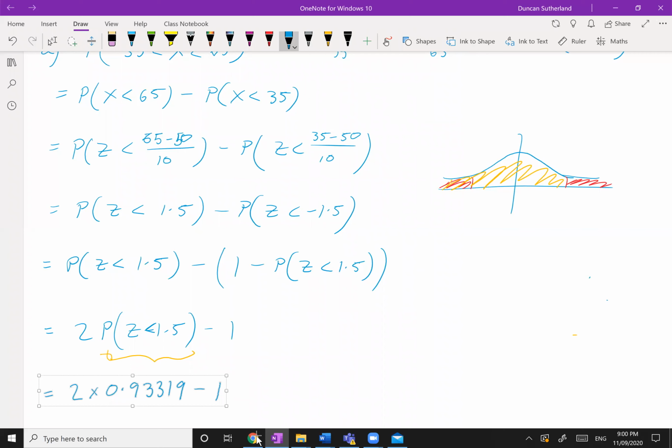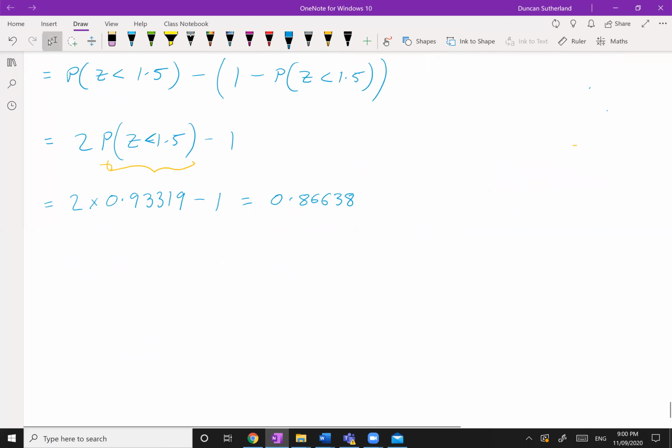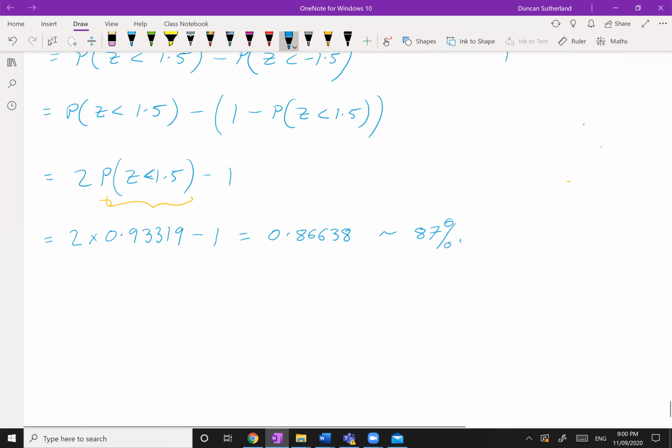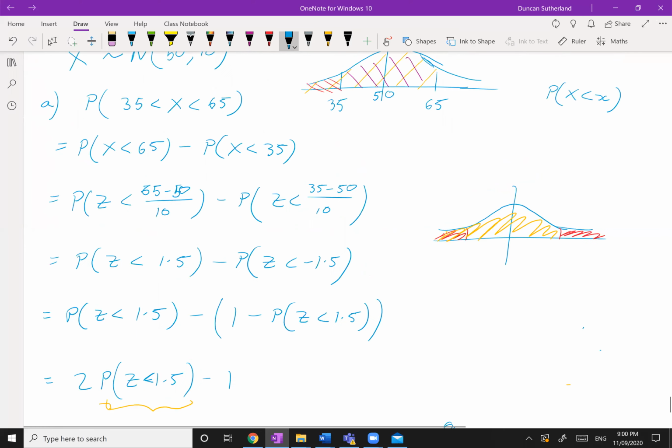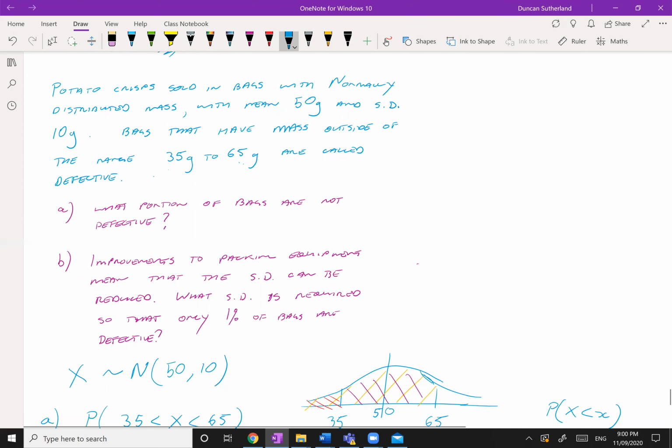That turns out to be 0.86638. So there's 86%, 87% of bags which are not defective. They're within our saleable range. Okay, we do have a second part to this question, which I'll address in the second video.